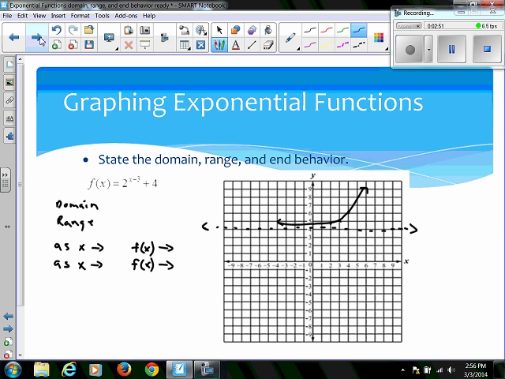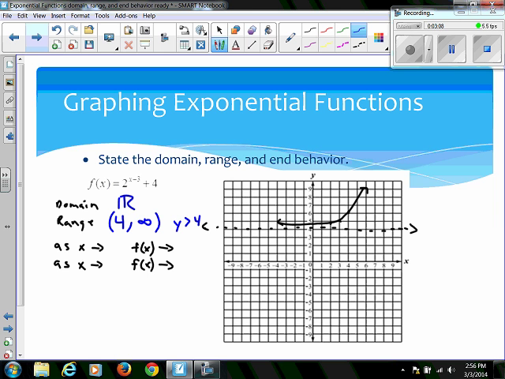Domain, we're still going all reals. Goes left forever and right forever. Range. The lowest we go here is 4, and we go up forever. So between 4 and infinity, or we can say y is greater than 4.